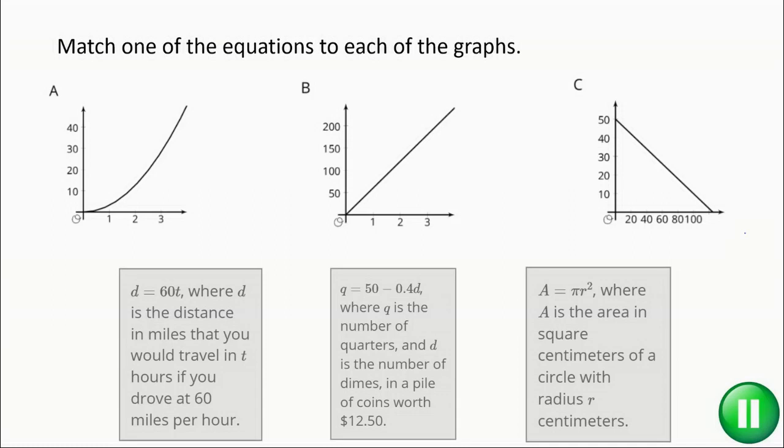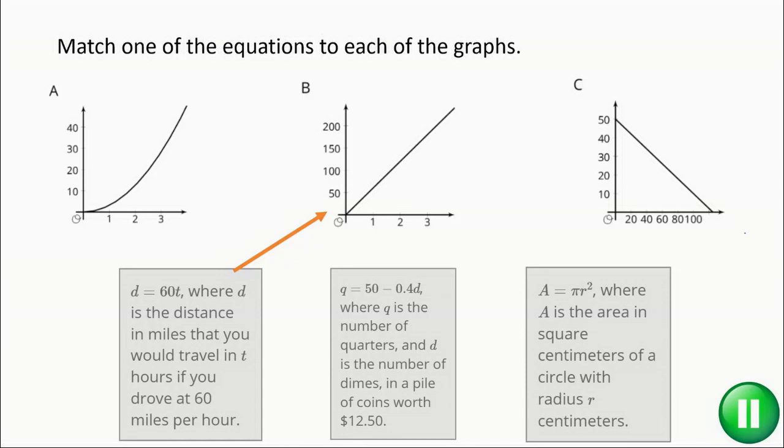Okay, welcome back. So let's check it out. So let's see what this first one is going to match with. So you have D equals 60 times T. Okay, so we're going to match that one with B. And I wonder why. So after 1 hour, I'll travel 60 miles. So if you go here to 1 hour, you go up, and there's about, boom, yeah, right there, about 60 miles. So you can see that.